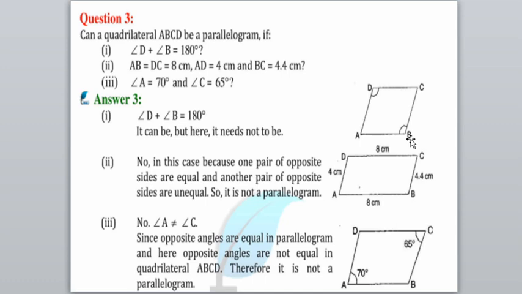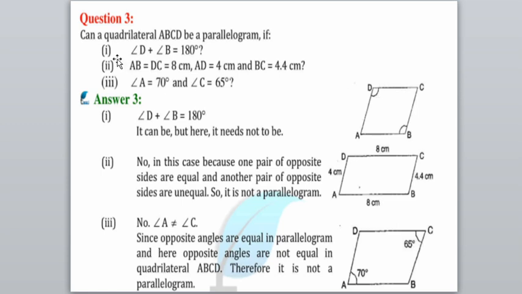So it is not possible, because angle D and angle B are opposite angles. Yes, the measure of these two opposite angles can be 180 degree, but the addition of these two cannot be, means we cannot add the opposite angles. So angle D plus angle B equals to 180 degree can be, but here it need not be, means it is not possible here, because they both are opposite angles.